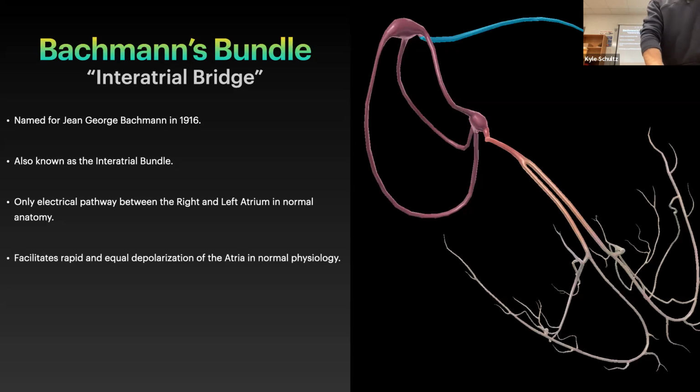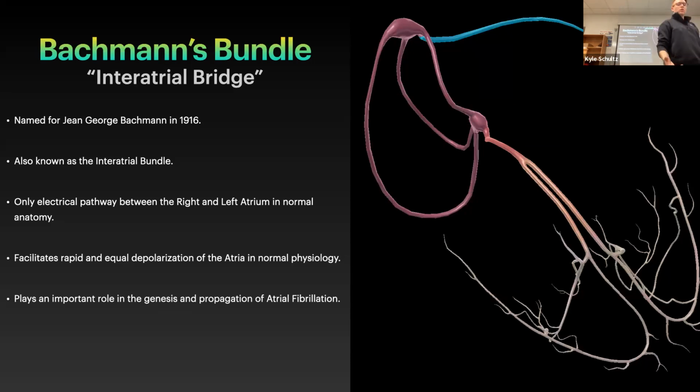Already talked about that. Facilitate equal depolarization. And it plays an important role in the genesis and propagation of atrial fibrillation. So similar to how the moderator band was giving us a, what's the word I'm looking for, a proclivity for PVCs and things like that, the Bachmann's bundle is going to do the same thing for AFib through fibrosis or calcification, that kind of thing, is how you end up with AFib usually.